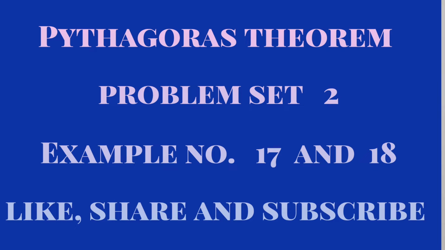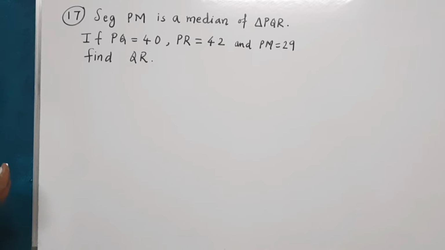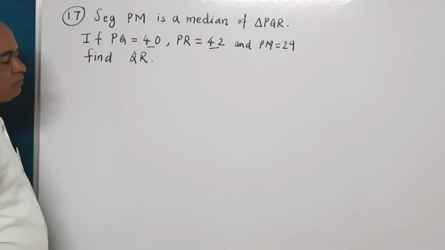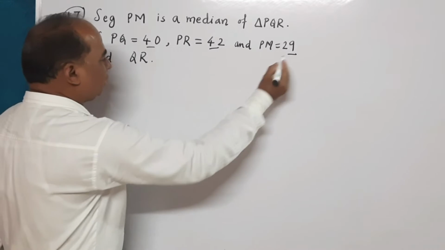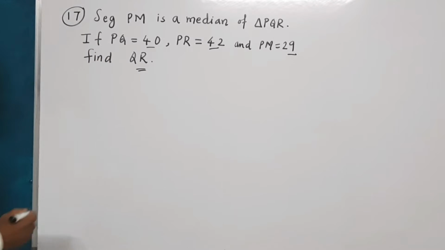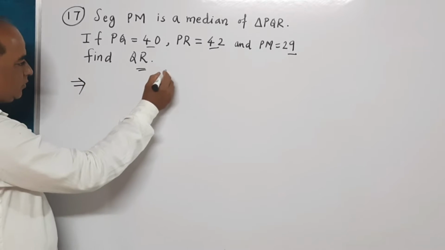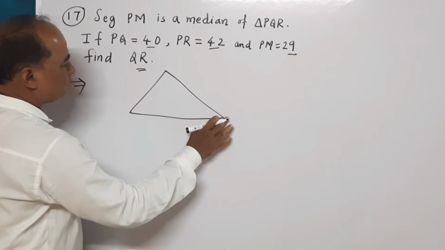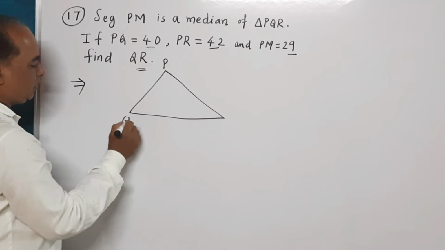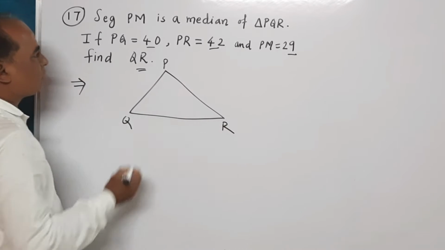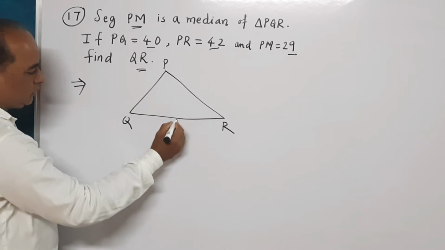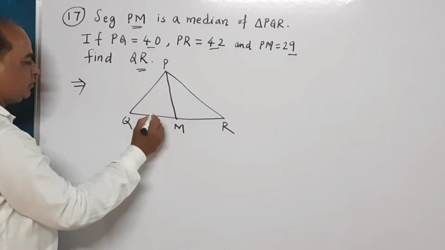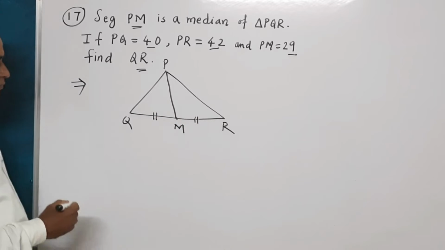Example number 17. Segment PM is a median of triangle PQR. If PQ is equal to 40, PR is equal to 42, PM is equal to 29, find QR. So let us first draw the figure in triangle PQR. Segment PM is the median. So here M is the midpoint of QR.